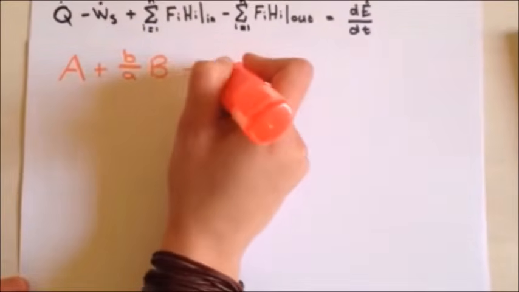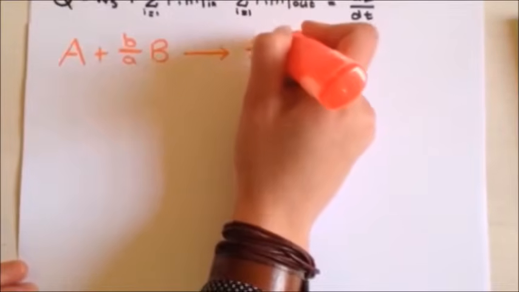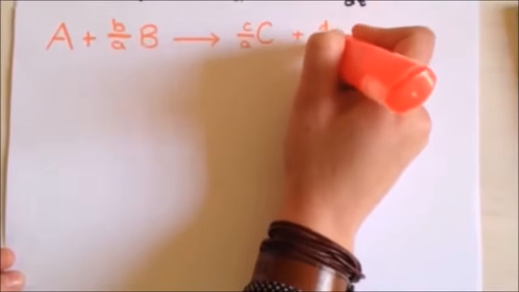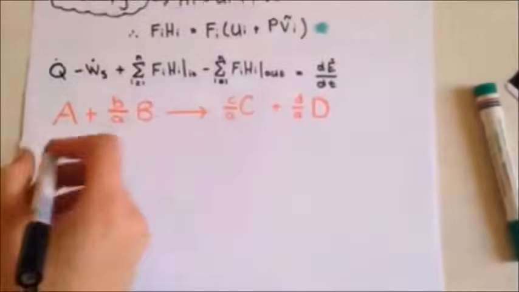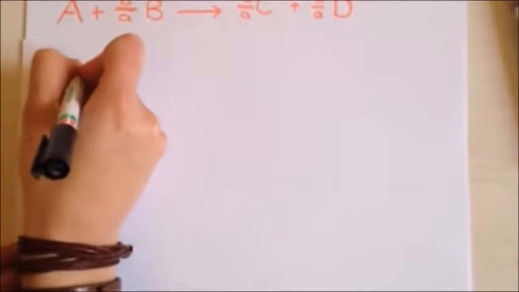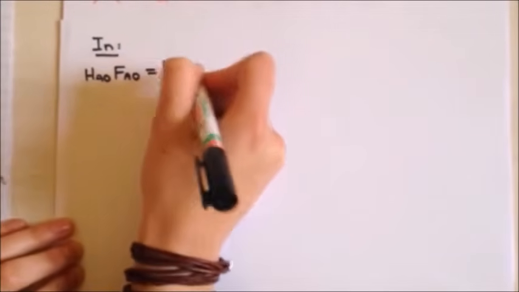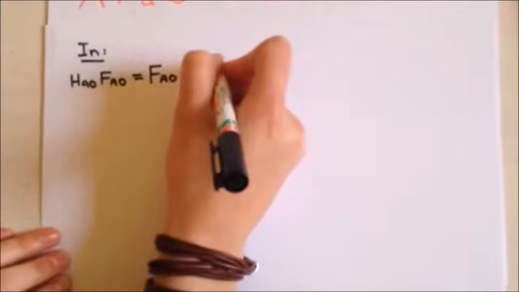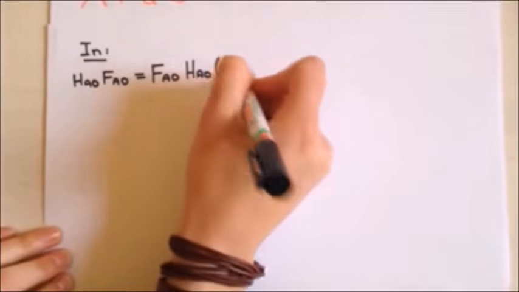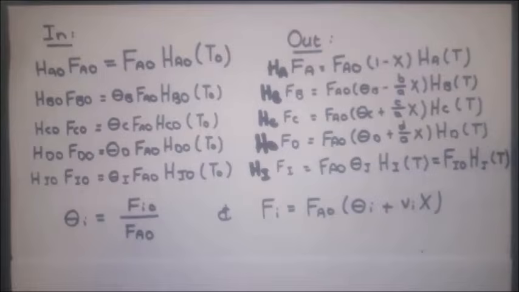Here we write the general equation of A plus B to C plus D per mole of A. And now, expanding the summation terms in the previous equation, the entering flow rates are related to the entering flow rate of A by theta, while the exiting flow rates are also written in terms of conversion. This procedure is repeated for all the species to yield the following table.